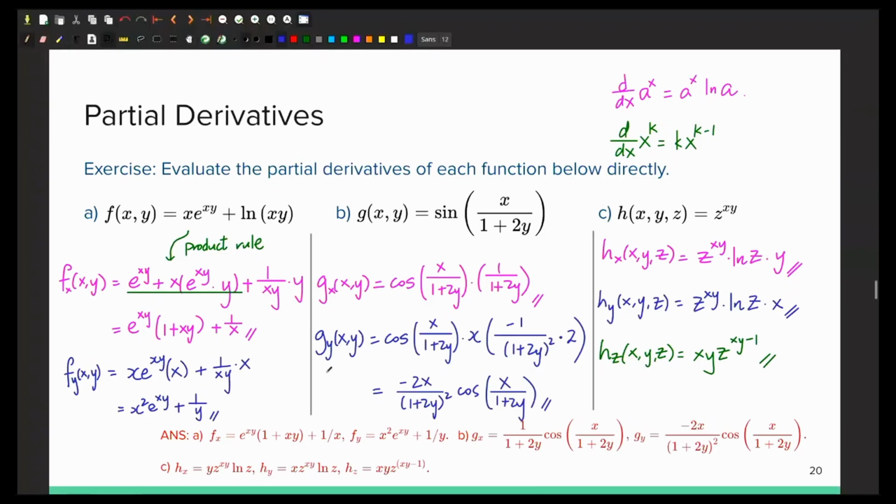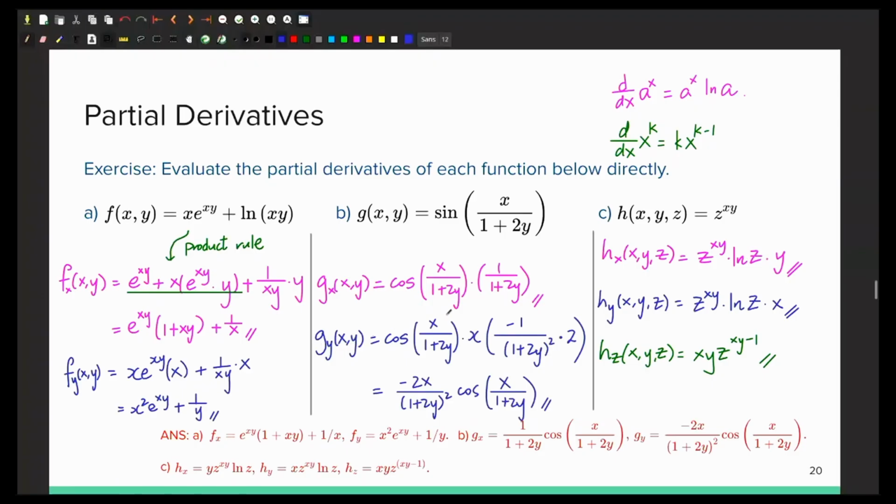Then for g sub y, the approach is similar. Differentiate sine, get cosine. Now when you're differentiating with respect to y, you can see that the y term is at the denominator. x is a constant, so I just factorize out the x first. Then I differentiate 1 plus 2y to the power of minus 1. So I bring down minus 1, then the power becomes minus 2, so it is at the denominator.